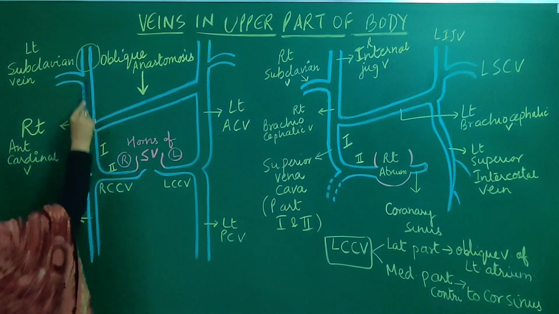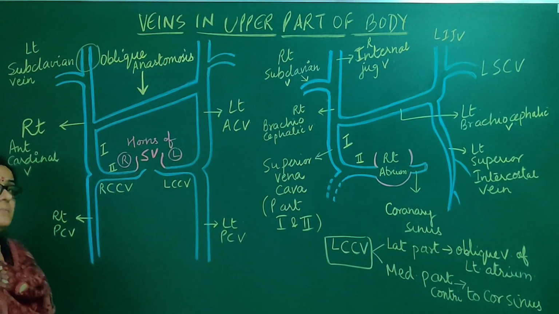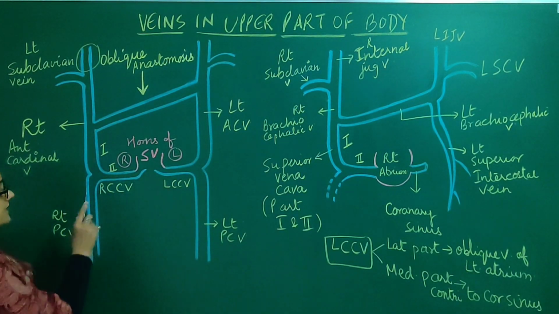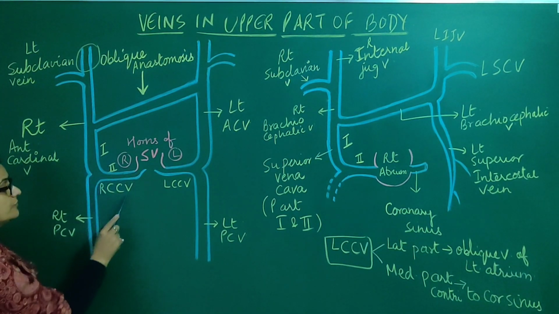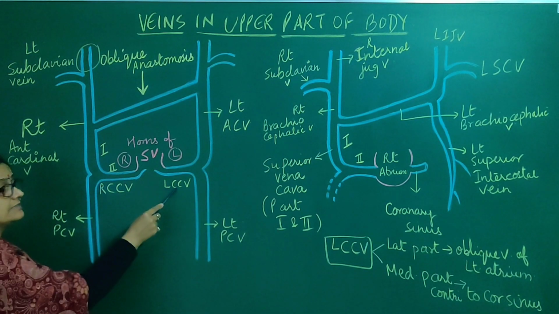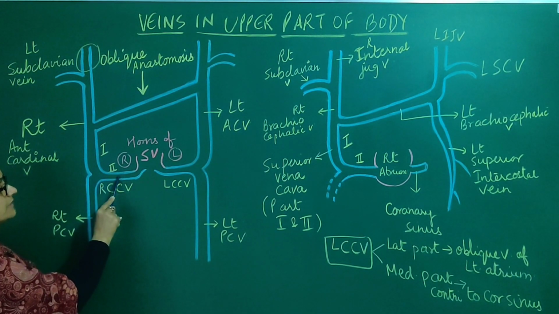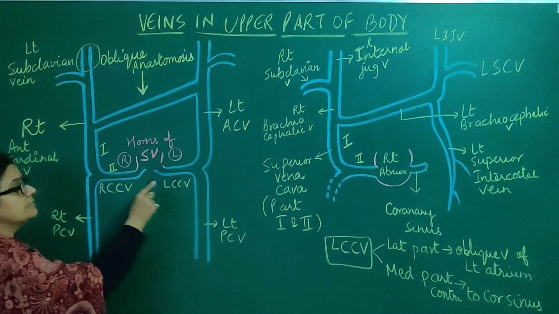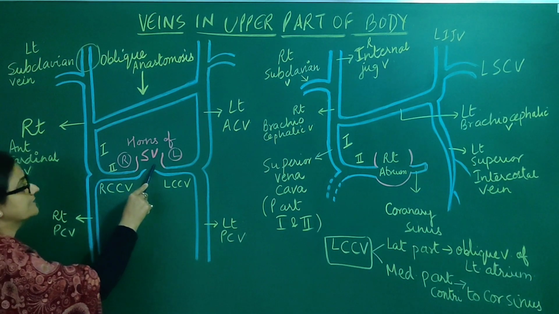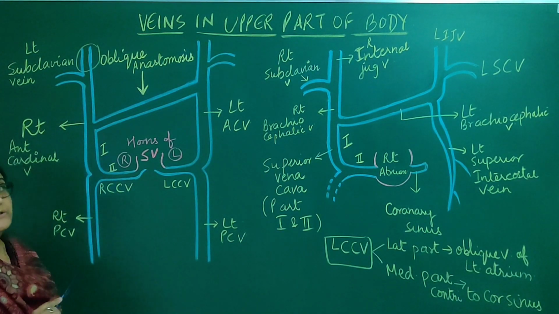Now we are focusing on the region of the anterior cardinal veins which are draining the cranial part of the body. And as we know, the two anterior cardinal and posterior cardinal unite to form the right common cardinal and the left common cardinal veins. The right common cardinal will drain into the right horn of the sinus venosus and the left common cardinal will drain into the left horn of the sinus venosus. Now let us focus on the anterior cardinal veins.